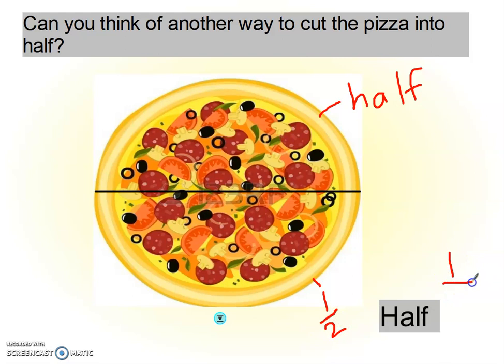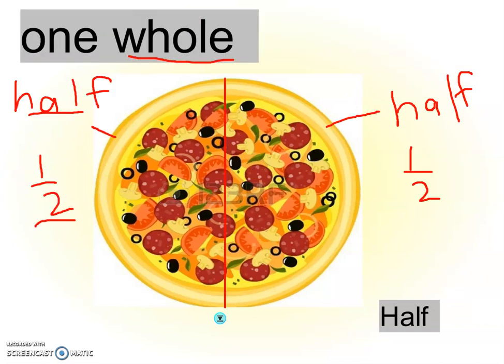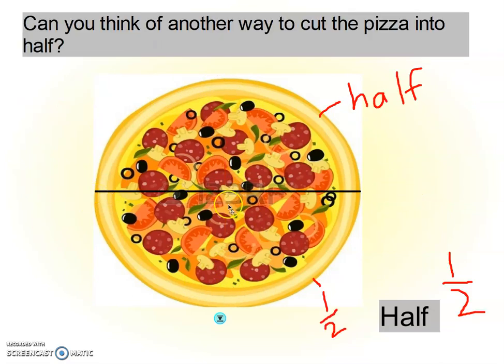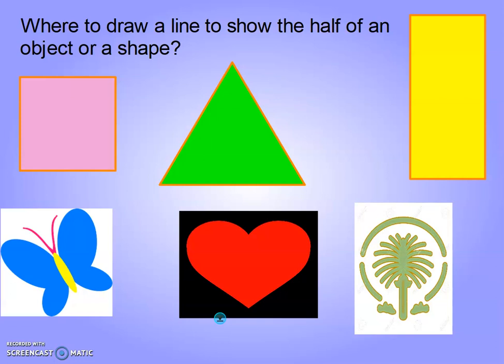Write the half in numbers and in words. This is one of two equal pieces. That's why we write it one of two equal pieces. Okay, my dear children, so we have seen both the ways of cutting the pizza, from top to bottom and from side to side. Here are some shapes. I need to show half of these shapes and these objects. How do I show half? Where do I cut it from?